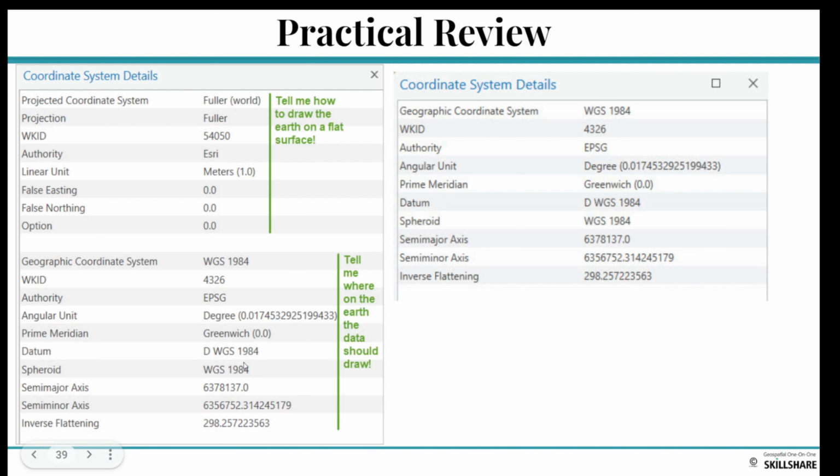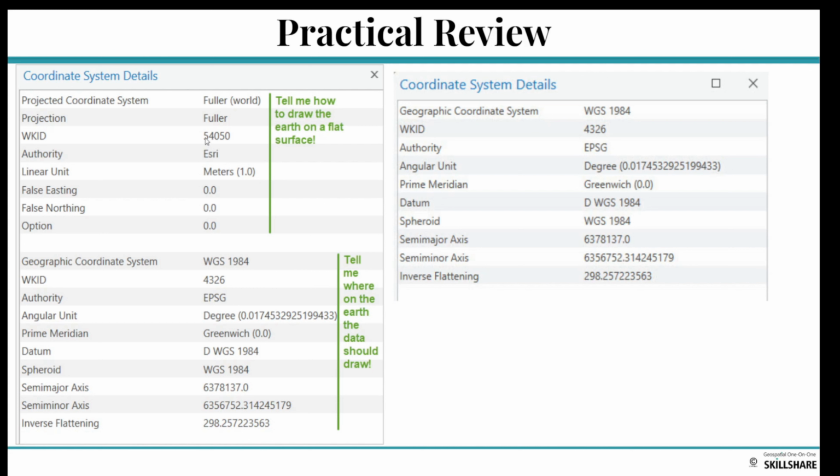This is the spheroid. I remember in our previous class I explained that mostly coordinate systems are named after the datum from which they were created. And the datums are mostly named after the spheroid that was used in doing the calculation. This is the semi-major axis and semi-minor axis that was used to define the spheroid. We've already done this in the Geographic Coordinate System class, so I hope that helps. And this is the inverse flattening value.